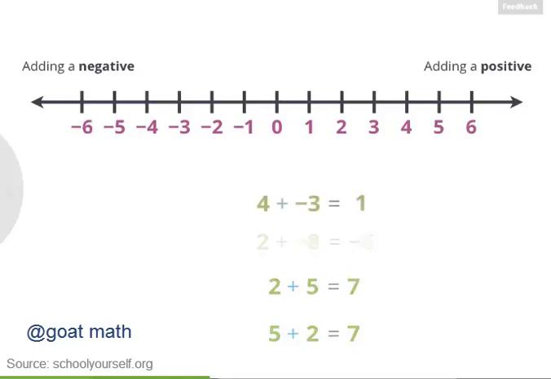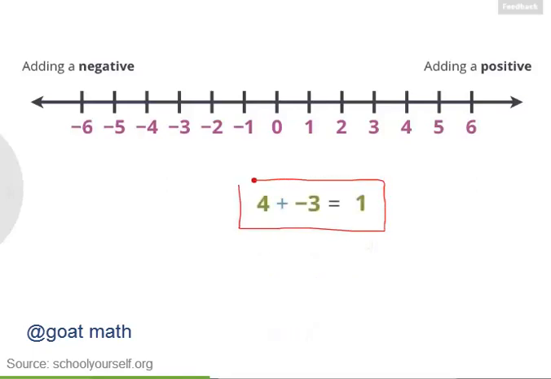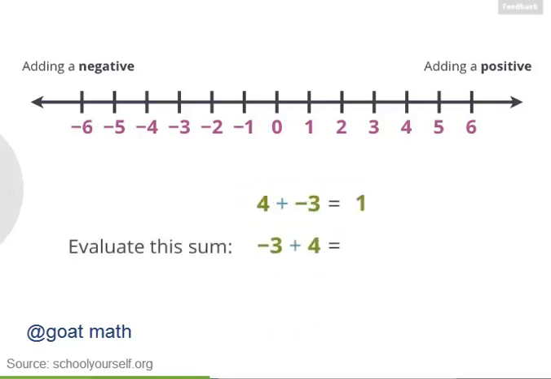Let's find out. 4 plus negative 3 is 1. If we switch the order, what's negative 3 plus 4? Right, this also equals 1. So positive, negative, it doesn't matter. When you're adding numbers together, you can add them in any order.